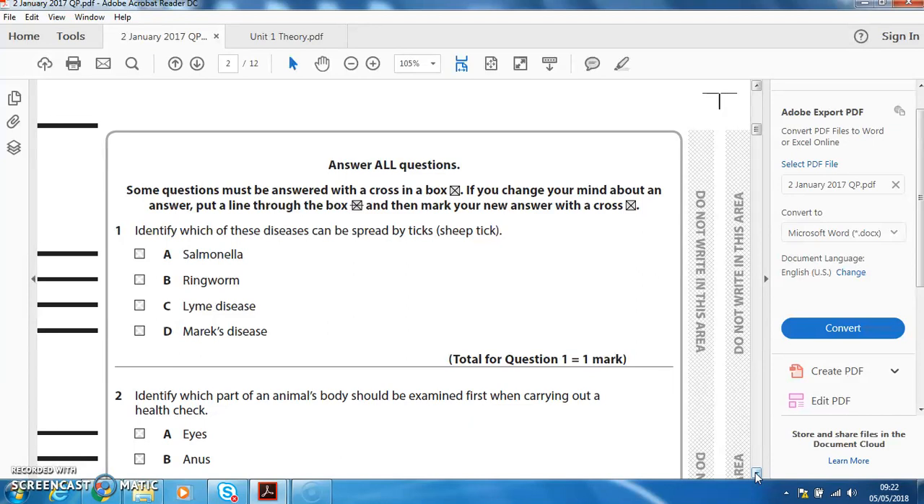Which diseases can be spread by ticks from sheep? Lyme's disease. Lyme's disease is a particularly nasty disease spread by ticks. Marek's disease is from chickens, and Salmonella is from eating contaminated food, ringworm from a variety of different animals, but ticks is Lyme's disease.